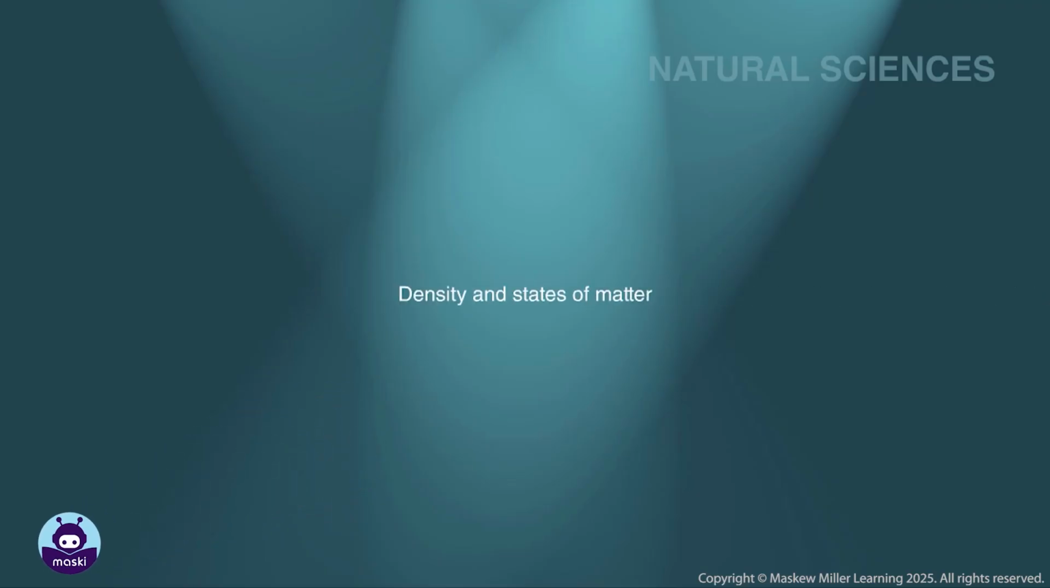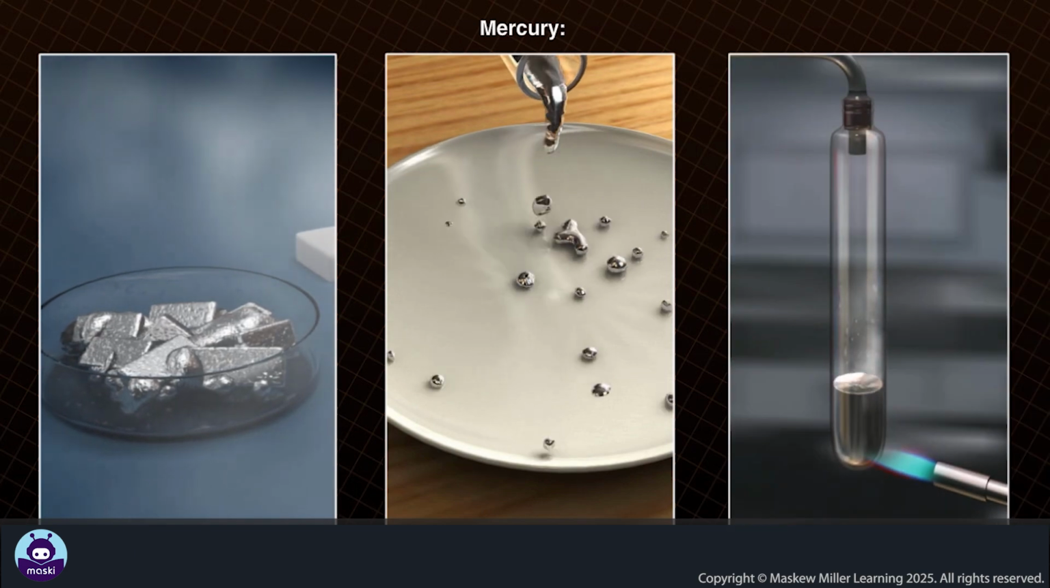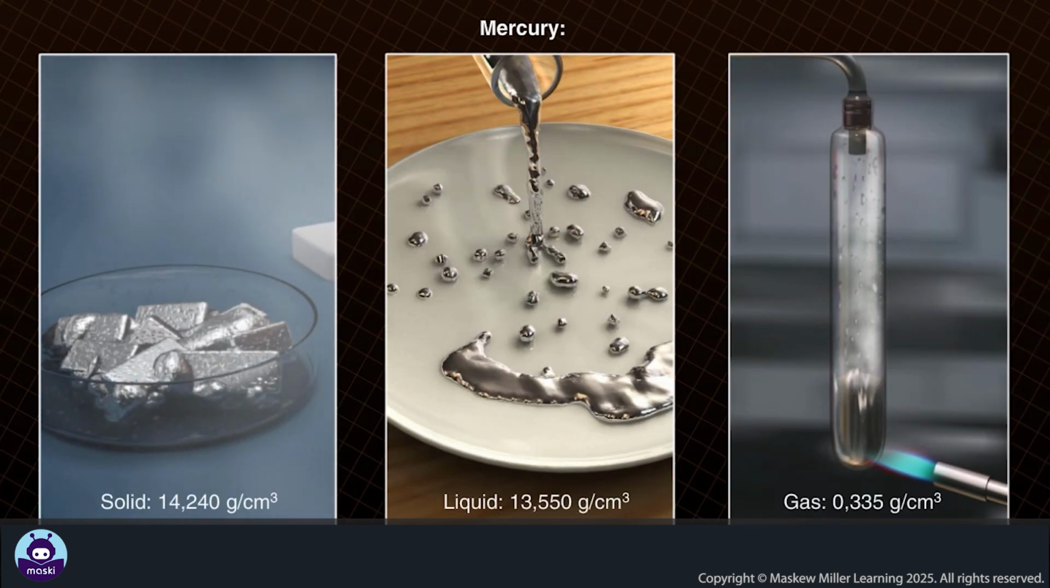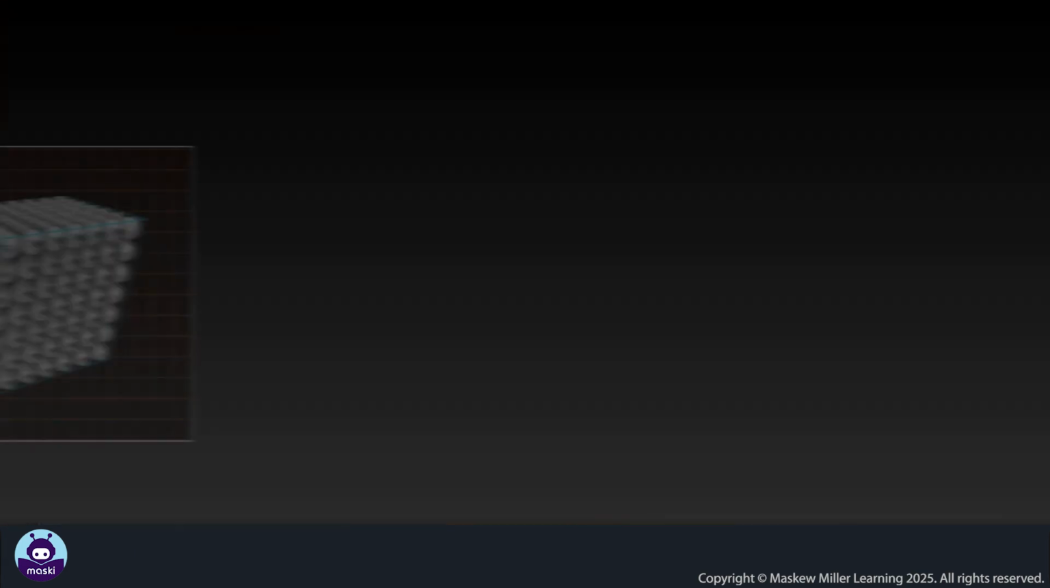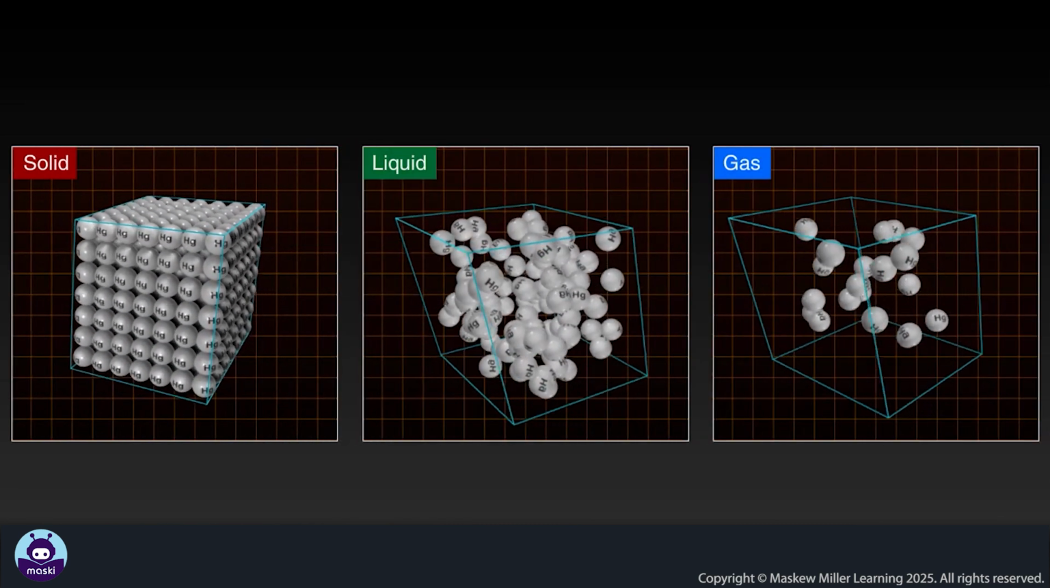Density and states of matter. Consider mercury in 3 different states. The same material will have different densities in 3 different states. We can explain this difference in density using the particle model of matter.